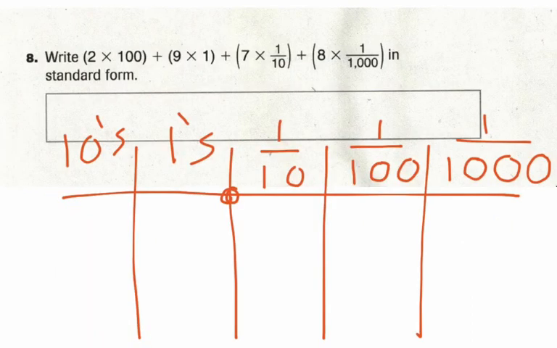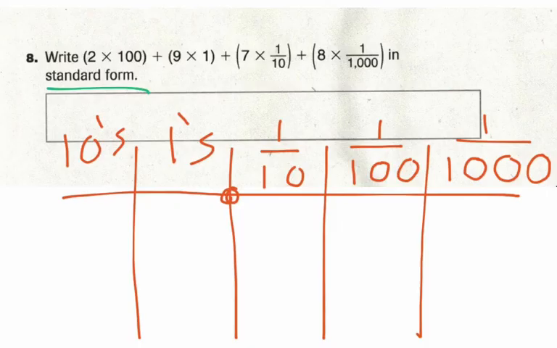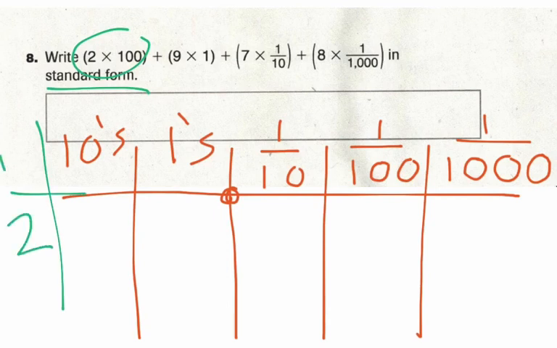Exact same type of problem, but they're asking you to write it in standard form. So standard form is just writing the numbers using numerals. What you do is just plot these where they belong. 2 times 100 would be over here, 200. So you put that in the hundreds place. 9 times 1, you'd put that here. There are no tens in this number. 7 times 1/10, you put the 7 here.